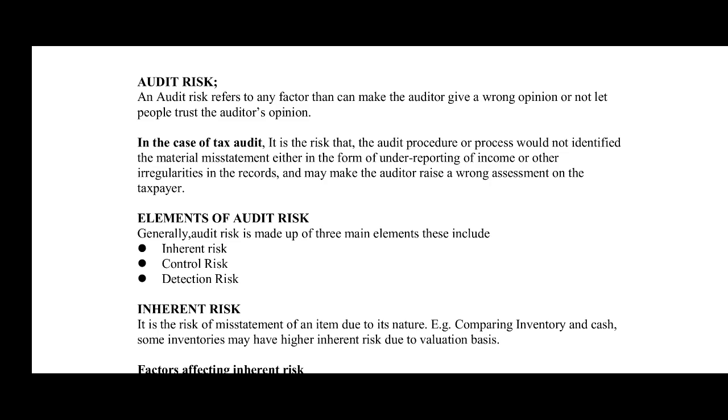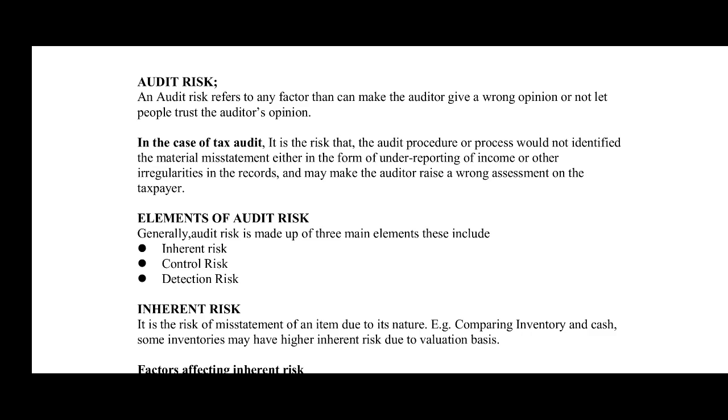But in the case of a tax audit, it is the risk that the audit procedures or processes that the auditor uses will not identify the risk of material misstatement either in the form of underreporting or other irregularities in the taxpayer's records, and may make the auditor raise a wrong assessment on the taxpayer. So that is audit risk. The risk that the auditor will raise a wrong assessment either because of using the wrong procedures, using wrong samples, or any other reasons that are beyond the auditor's control. So that is what we call tax audit risk.